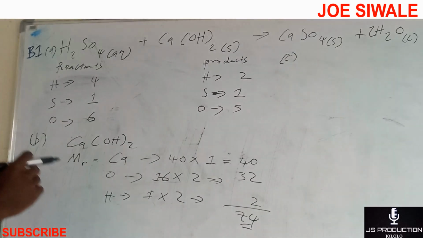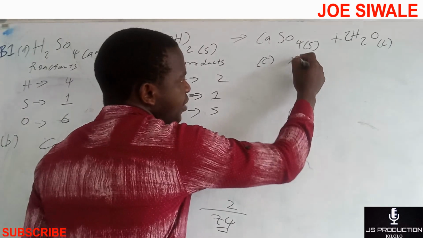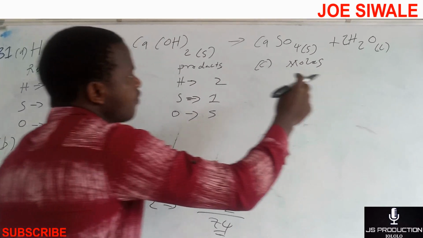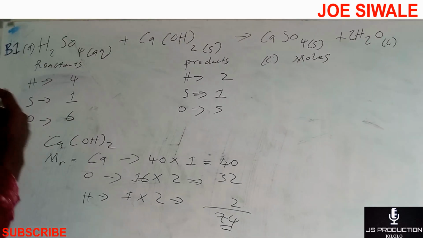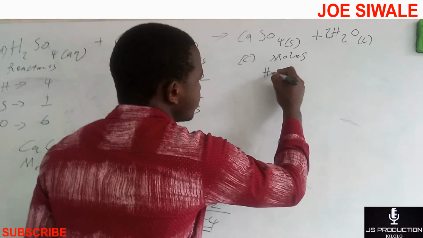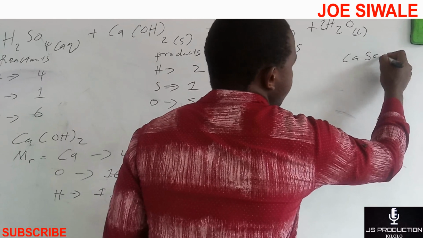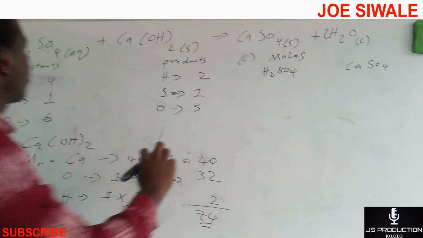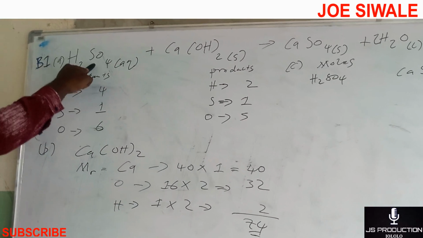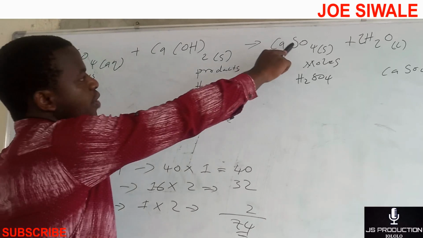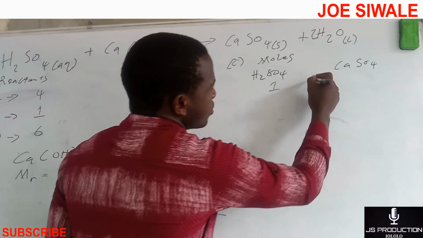So from the balanced chemical equation, the first thing that I'm going to do is write my mole ratios of calcium sulfate and sulfuric acid. So I have sulfuric acid and calcium sulfate. From the equation, I know that 1 mole of sulfuric acid will produce 1 mole of calcium sulfate. So this is 1:1.